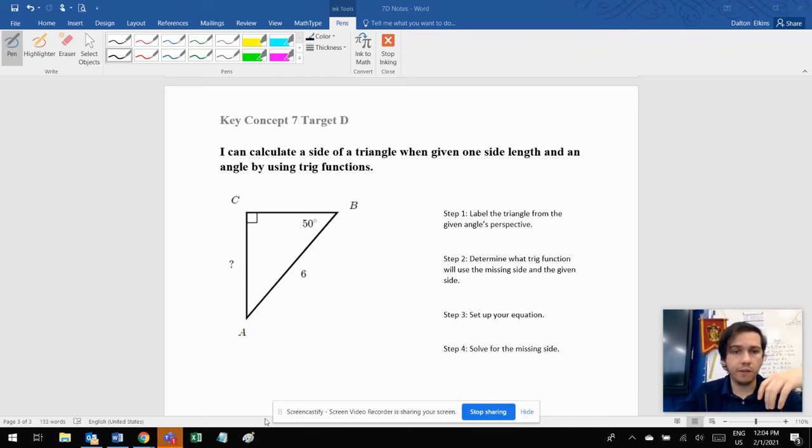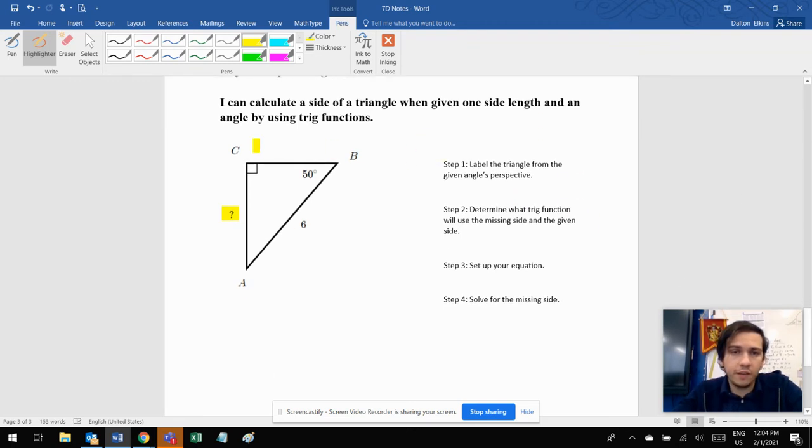Here we have triangle ABC. What is known to us is we know that this side is length 6, and we know that this angle is 50 degrees. What we want to find is this side right here, this question marked unknown side. So using these two pieces, we could maneuver them in a way where we can figure out what this unknown piece is. We're going to do so in 4 steps. I have them written out right here for you.